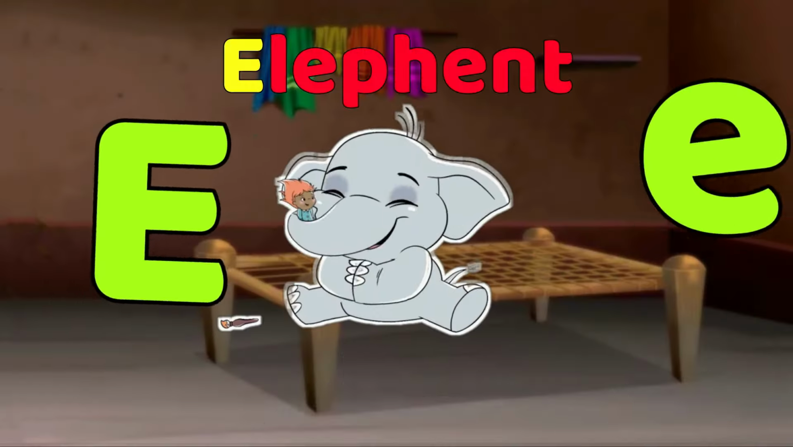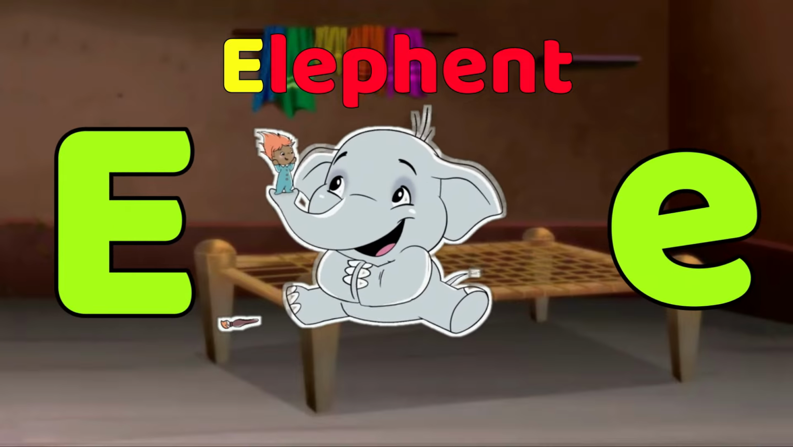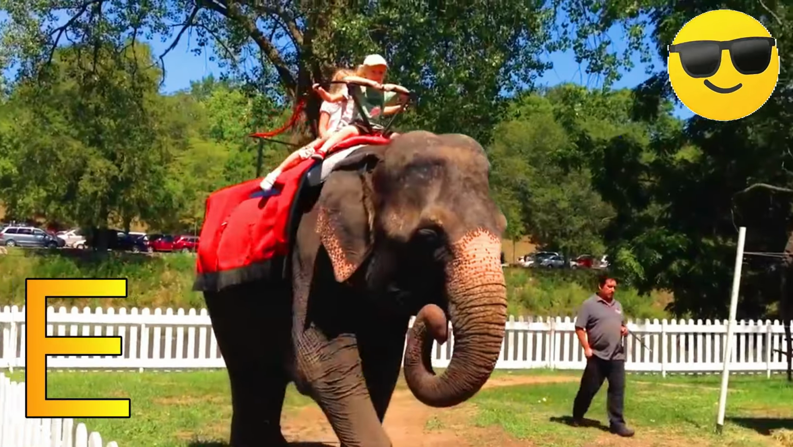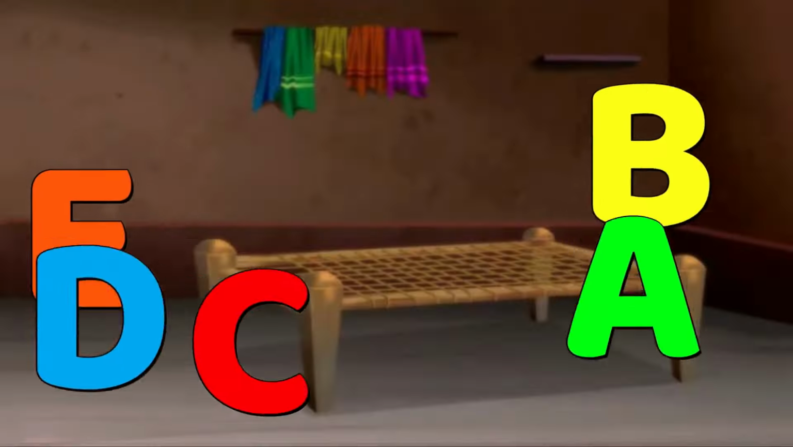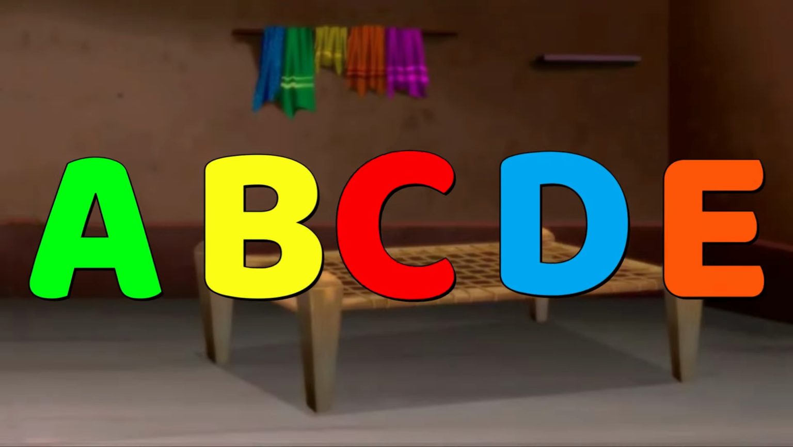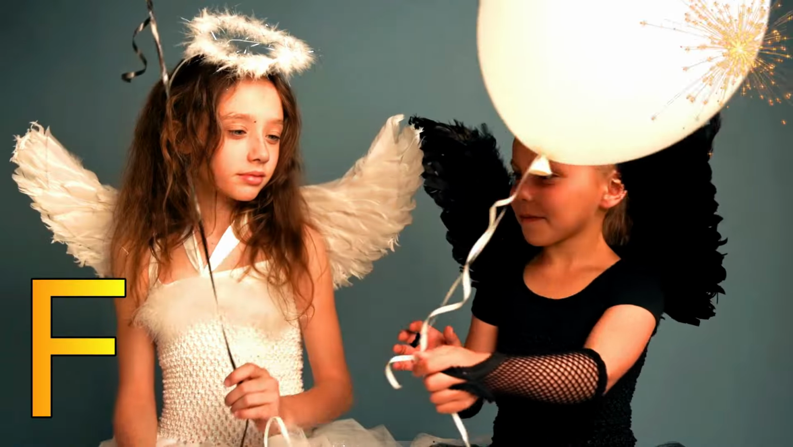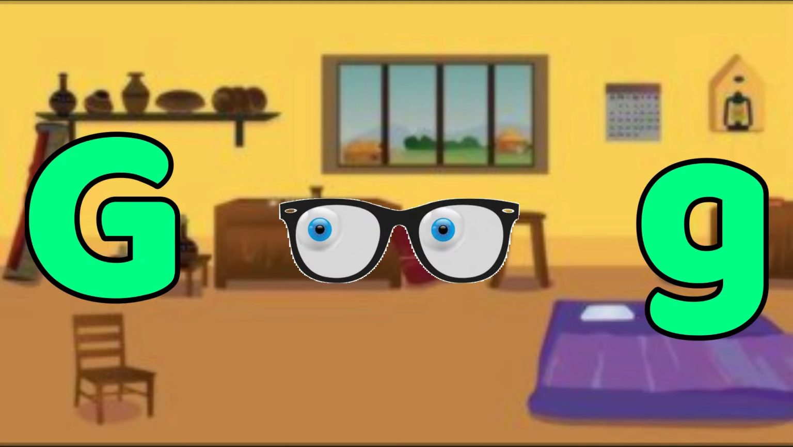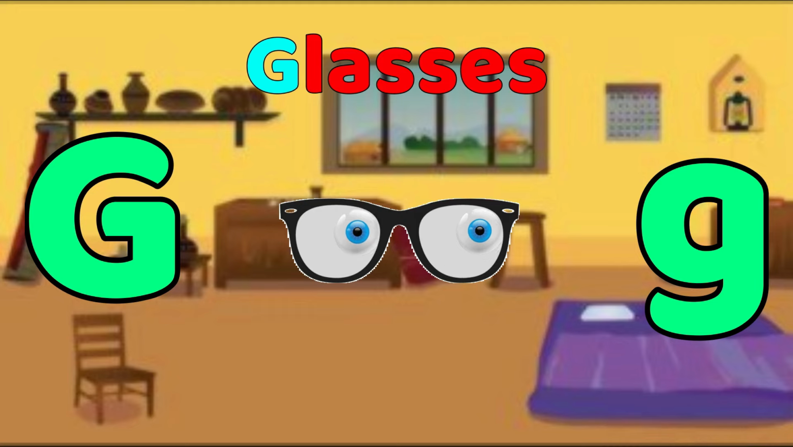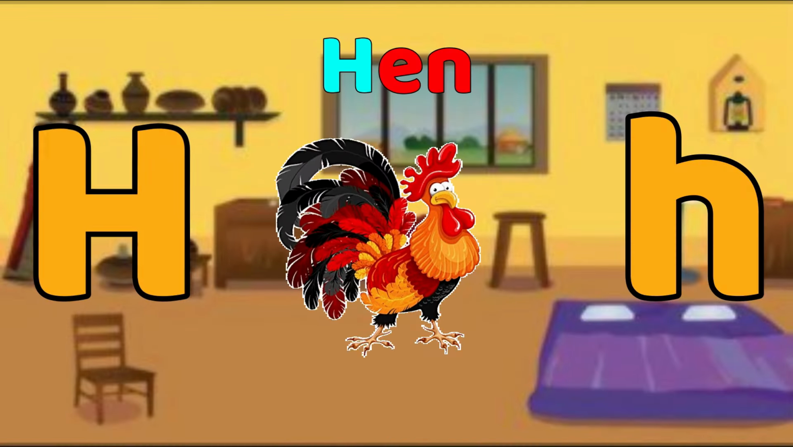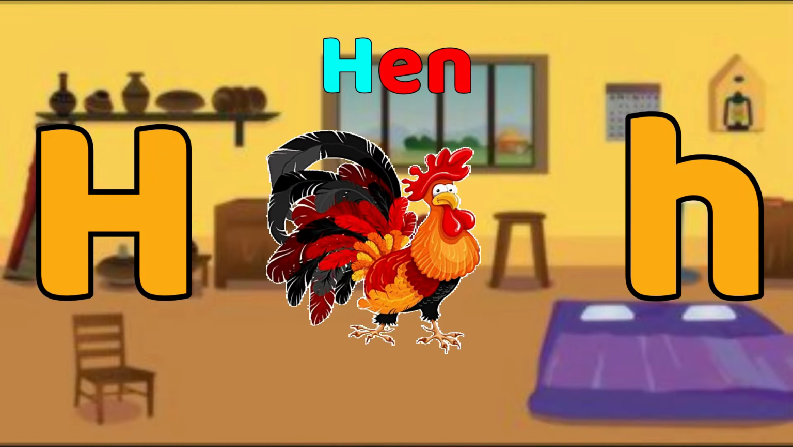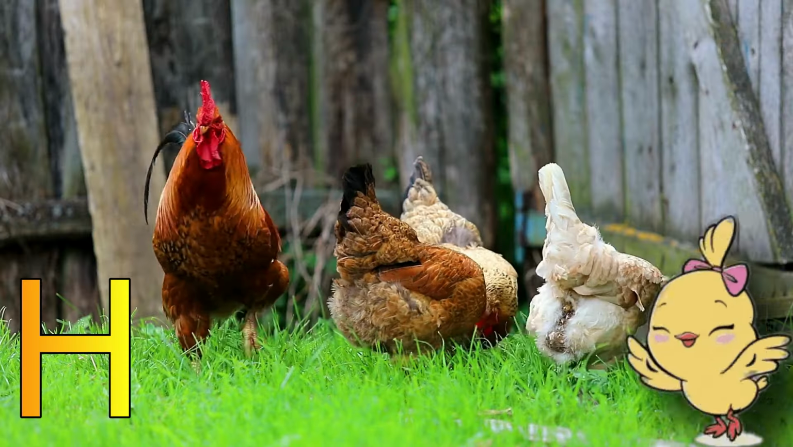E is for elephant, e, e, elephant, E, elephant. F is for fairy. Fairy, F, fairy. G is for glasses, g, g, glasses, G, glasses. H is for hand, h, hand, H, hand.